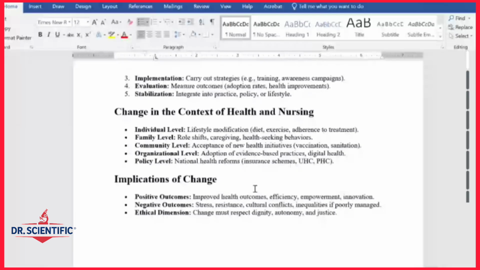Thank you so much. So these are some of the implications when we are talking of change. You can have positive outcomes, which you can see, and we have negative outcomes.